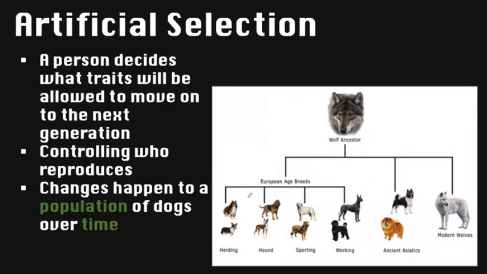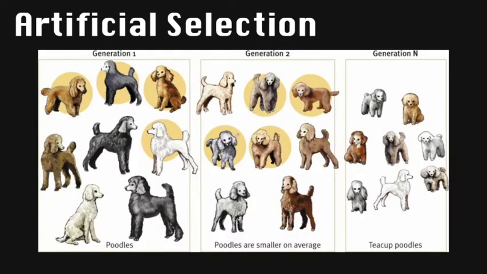And the thing to understand here is that these changes happen over time, but the changes happen to a population of dogs over time. In the last example, right, there's not a single dog here who we could say evolved into a teacup poodle, right?